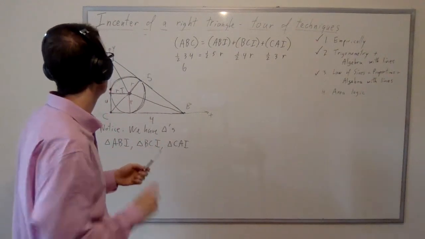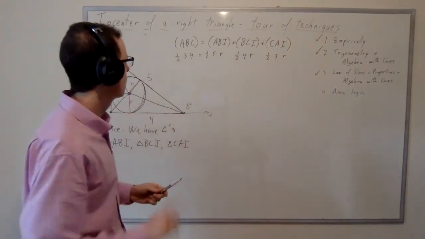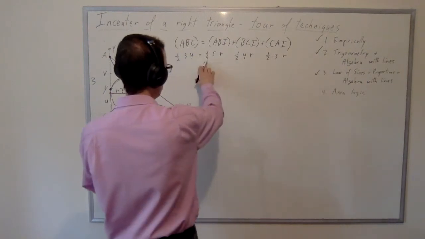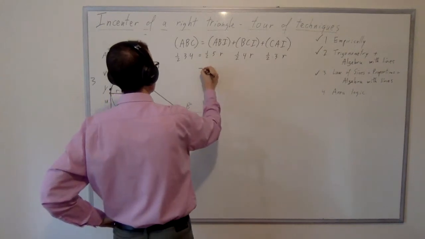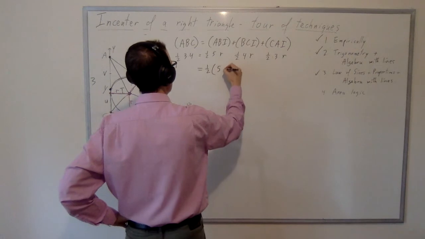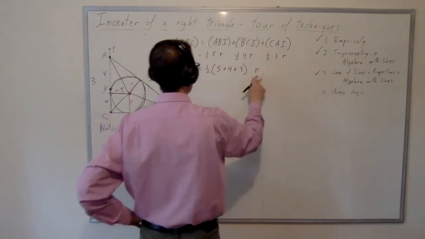Okay, so let me just... what I want to do here is factor out the 1/2, and factor out the r from the right-hand side. So I get 1/2 of 5 plus 4 plus 3, and then times r, the inradius.